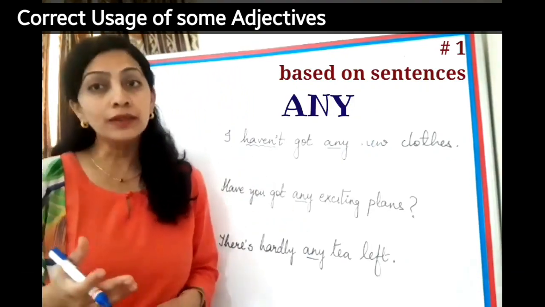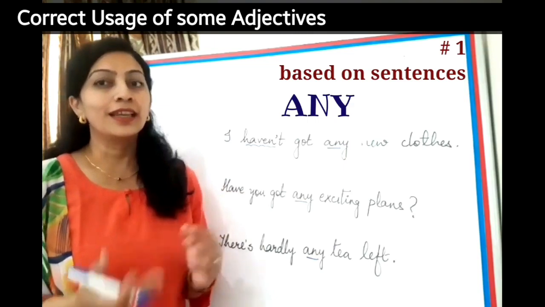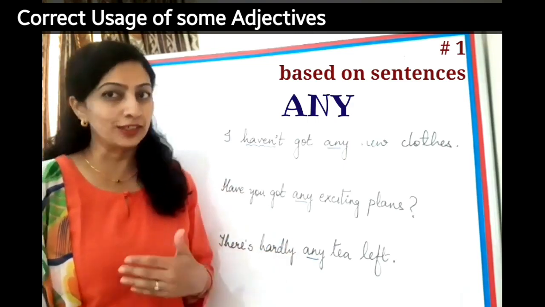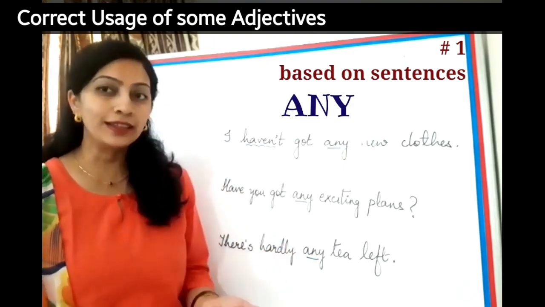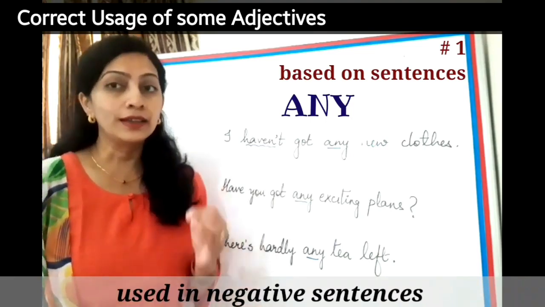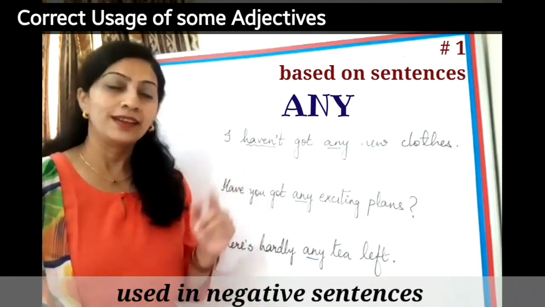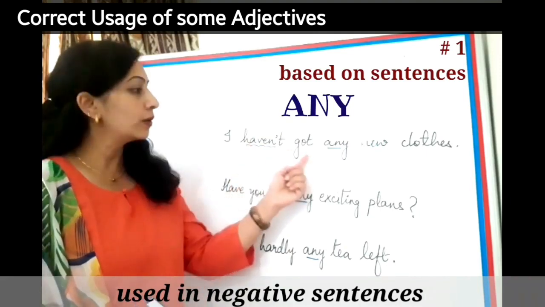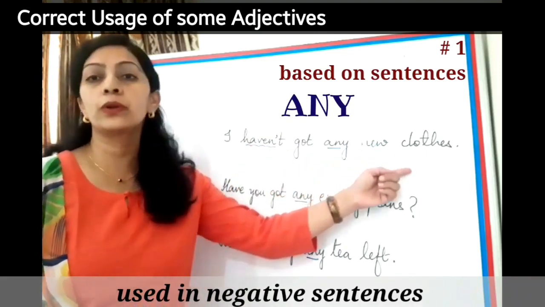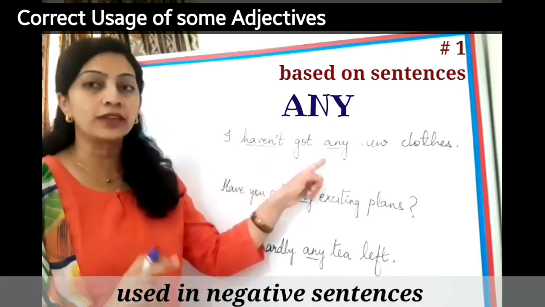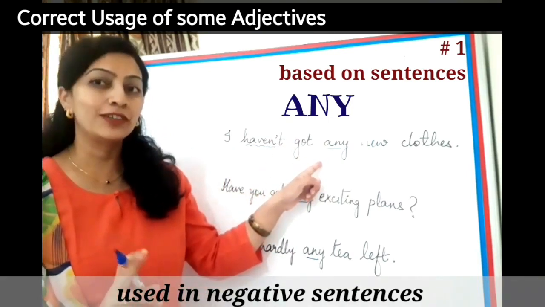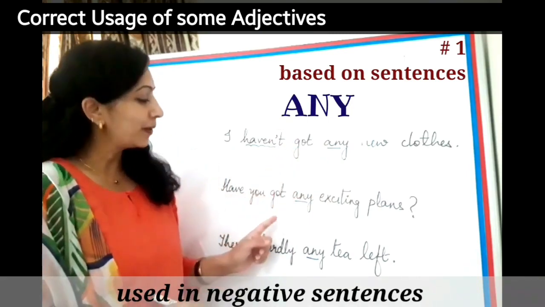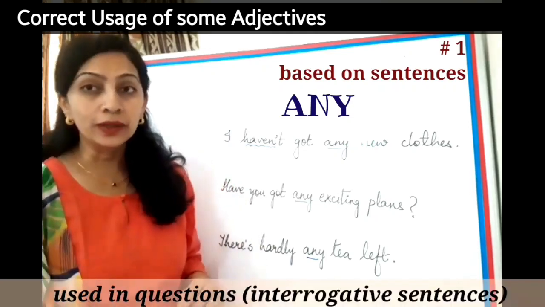Okay, now if some is used with positive sentences, any will be used with negative. It's just the opposite. So if in any sentence you find a negative word, please use any there. Like here in the first example, haven't is a negative word: I haven't got any new clothes. Now with haven't, we will not write some. We will write any.